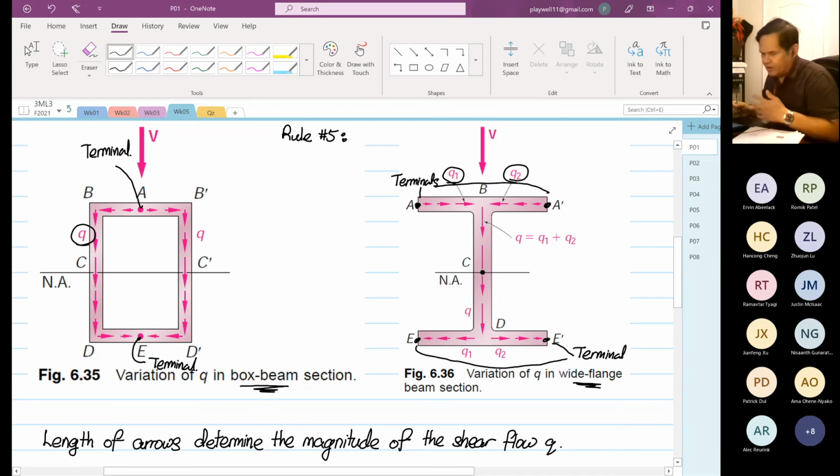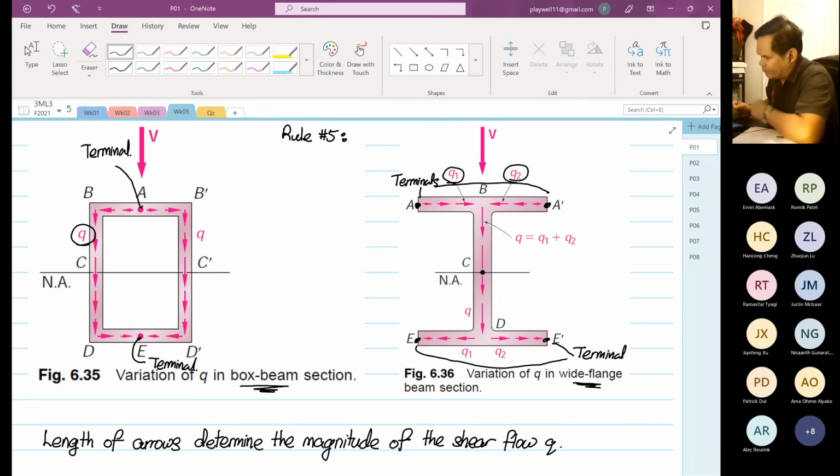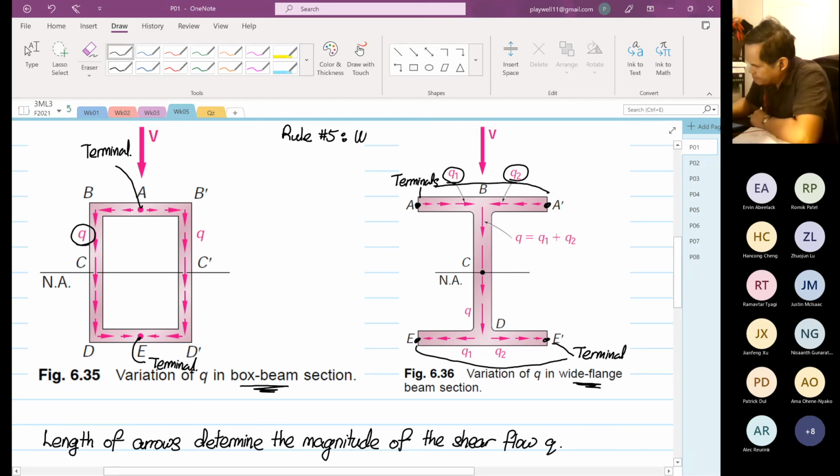What I'm going to specify here is this now. Rule number 5 is the web controls the shear flow direction.